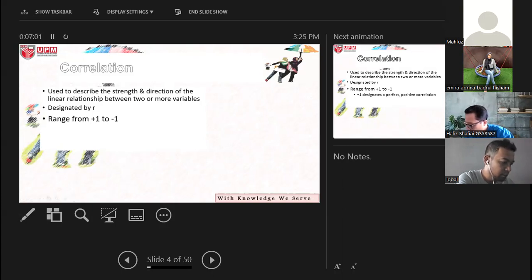Okay. So if we reflect on our first statement here, in correlation we are interested in the strength. Strength refers to the number, the magnitude here. Meanwhile, direction reflects the plus minus. Direction is plus minus, strength or magnitude refers to the number.